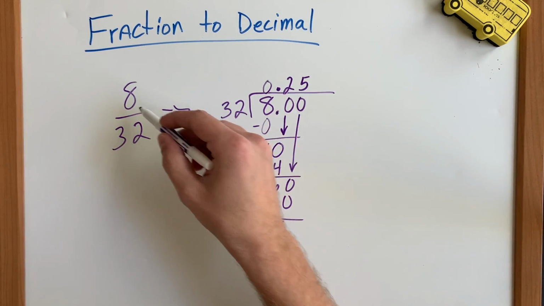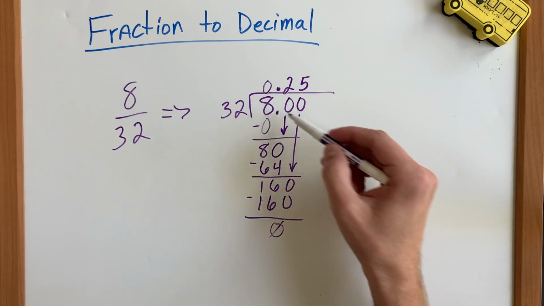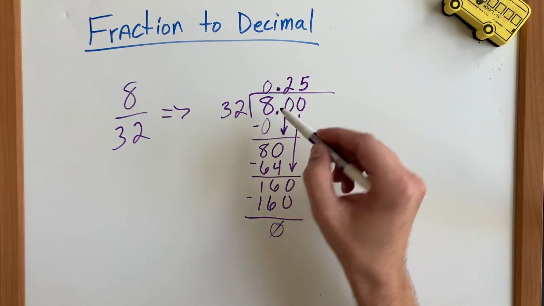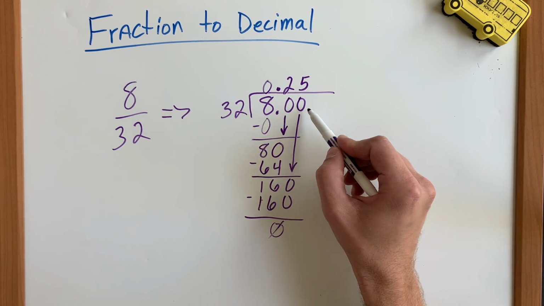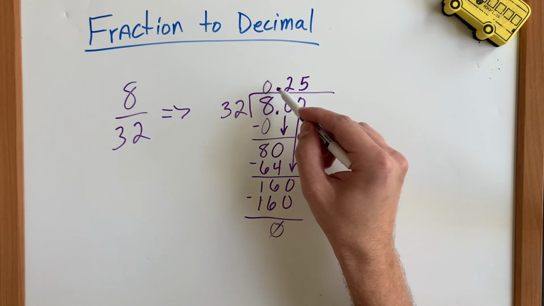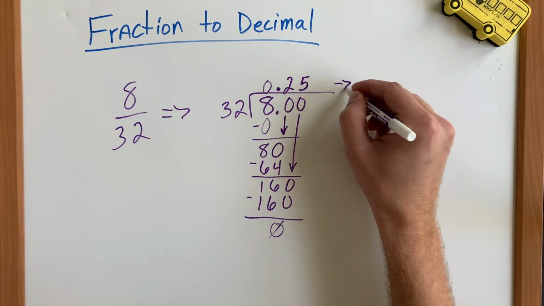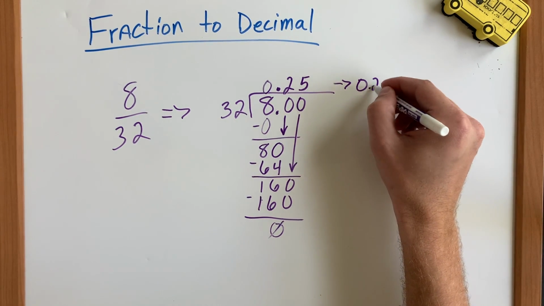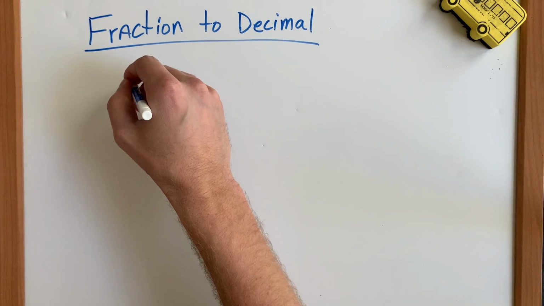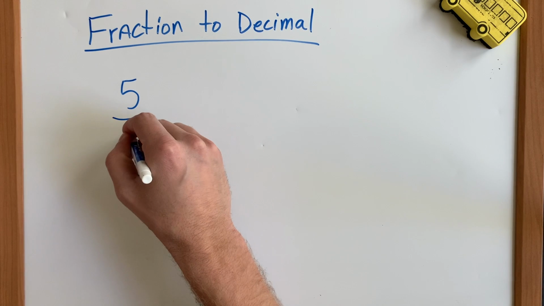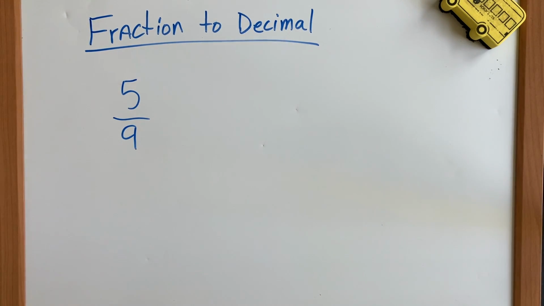And so the final answer, 8/32, we wrote it as a long division problem. We put in the decimal, carried it up top, and added the zeros that we needed and did the long division. And our final answer is 0.25. Let's go ahead and do a different kind of problem where we have a new issue that comes up.